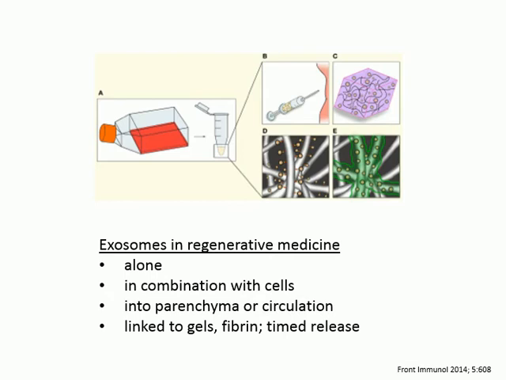So preclinically, people are starting to think about this. There's nothing in clinical trials, as far as I know, with exosomes, but I think it's coming, and it's coming soon. They are anticipated to be used alone or in combination with cells. The alone is particularly appealing if you could recapitulate what a pluripotent derived cell therapy does without the danger of the cell itself. They are given into parenchyma or into circulation, or linked to engineered gels and fibrin spun threads in order to be able to time their release.